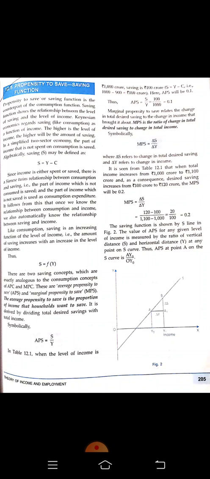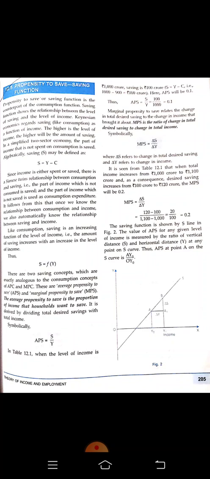Average propensity to save means, suppose today I am earning 10,000 rupees and I am saving every month maybe 1,000 rupees. So that is my average propensity to save. Now with an increase in income, suppose I suddenly start earning 10,000 more, so my present income becomes 20,000. So I will not be saving only 1,000 rupees anymore. I will start to save more than that, maybe 1,000 more, so my saving will become 2,000.